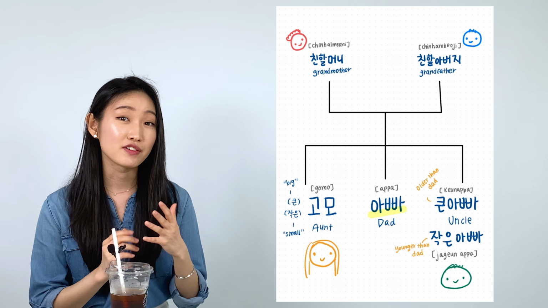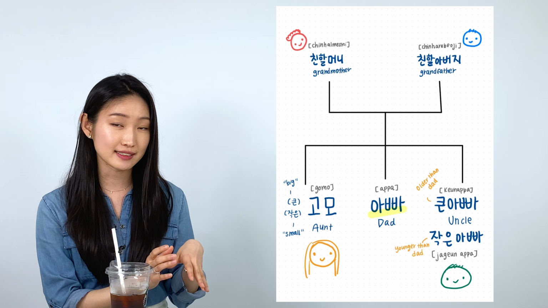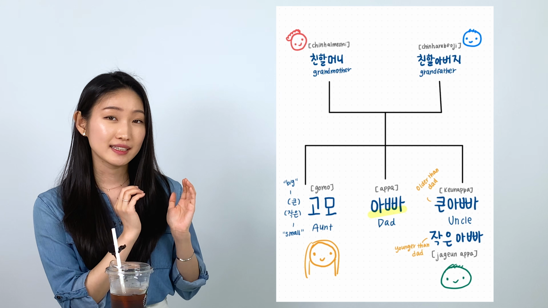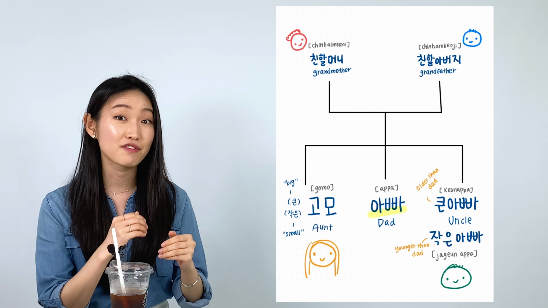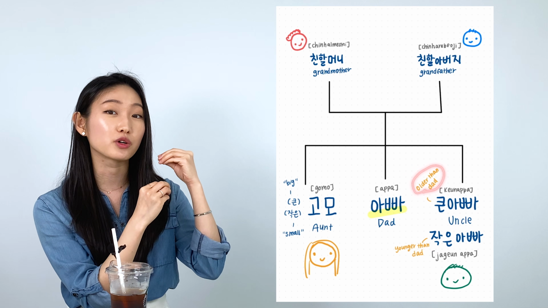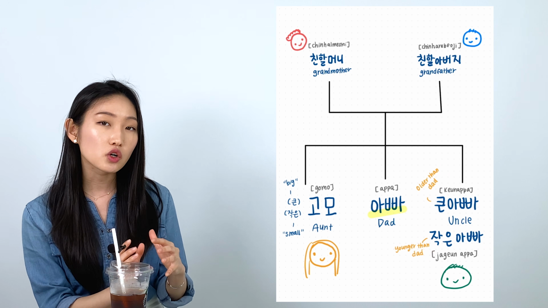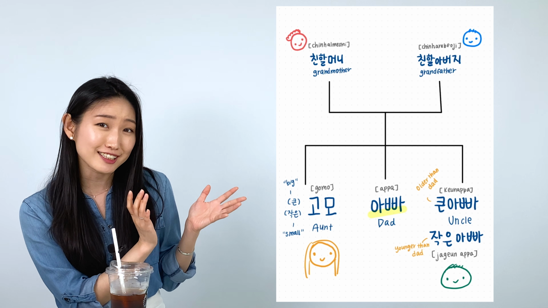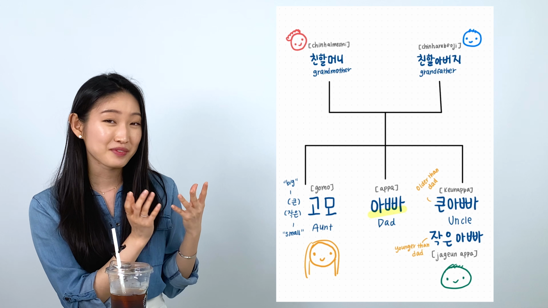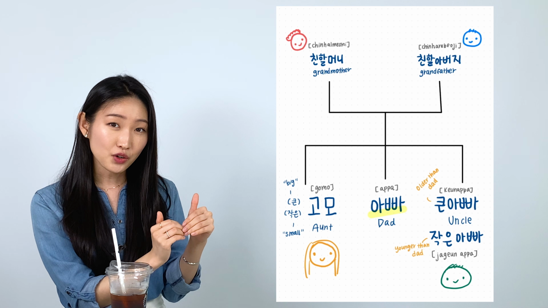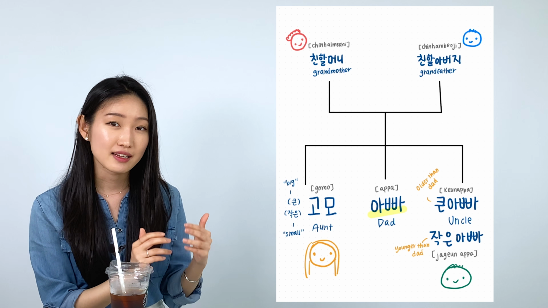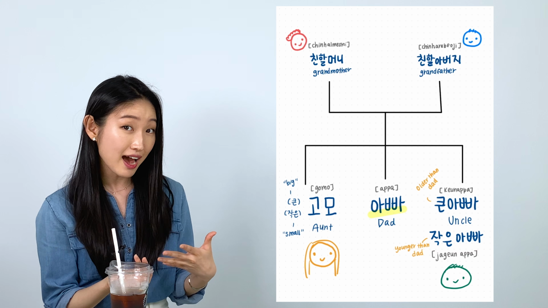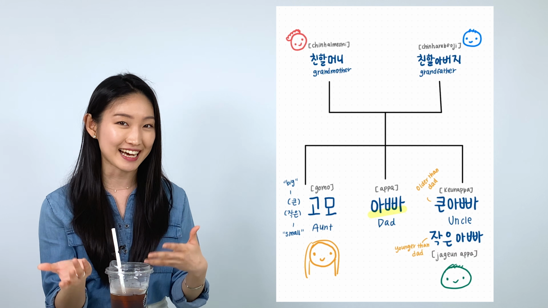Now, if you have an uncle or uncles on your dad's side family, they would be called 큰아빠 or 작은아빠, depending on if they are older than your dad or younger than your dad. So if your uncle is older than your dad, they would be 큰아빠, which in literal translation means big dad. And if your uncle is younger than your dad, they would be 작은아빠, which in literal translation would be small dad. So that is how you call your uncle on your dad's side.